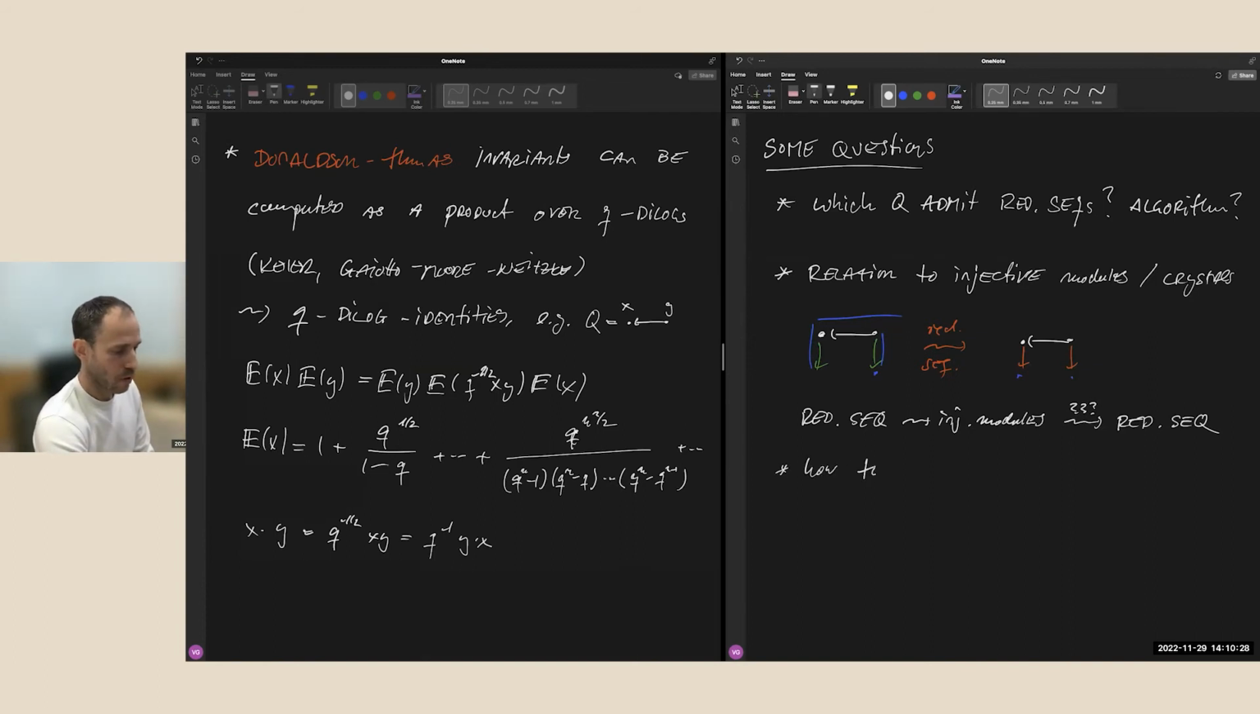Injective modules over what? What did you say? Injective modules over what? Jacobian algebra, or you didn't say? Yeah. Jacobian algebra with respect to generic potential. Okay.